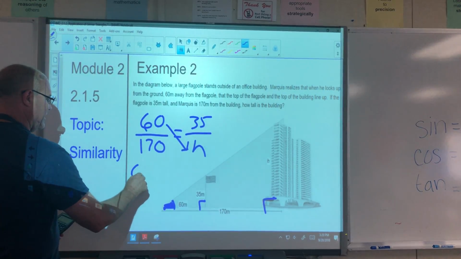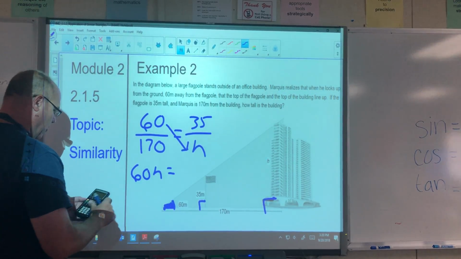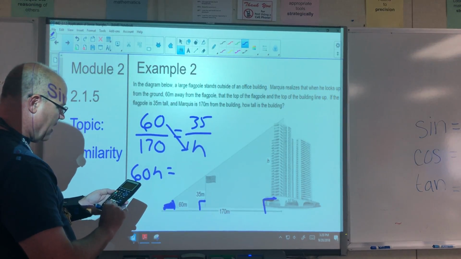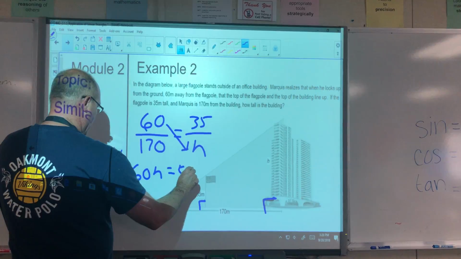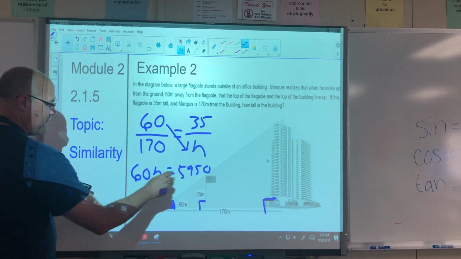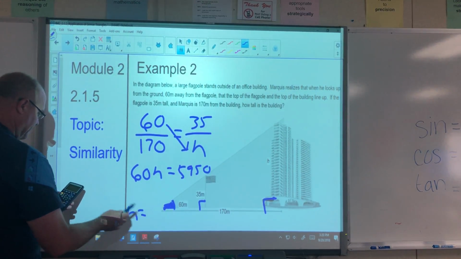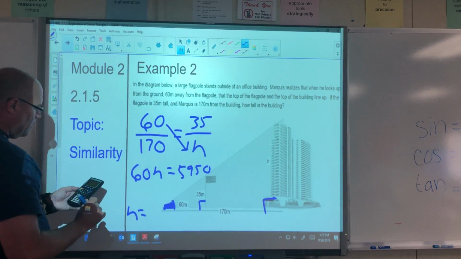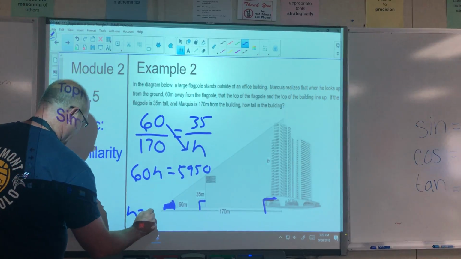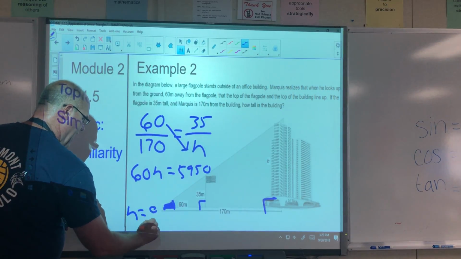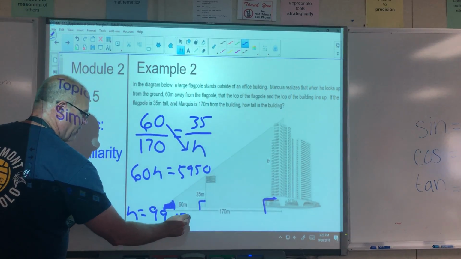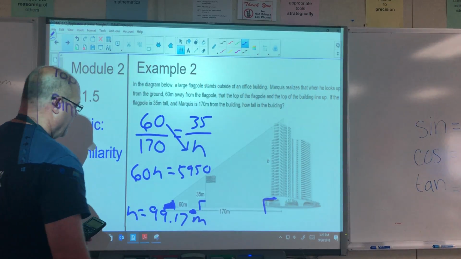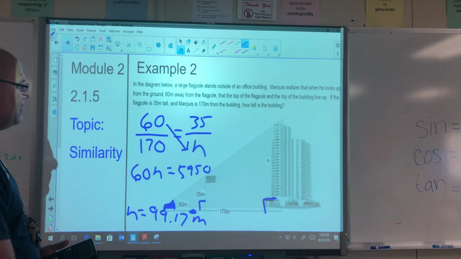I get 60h equals, and I go 170 times 35, 5,950. Divide both sides by 60, and I get 99.17. 99.17 rounded. They're not feet, these are meters. Use the right unit of measurement. So a little over 99 meters is how high the building is.